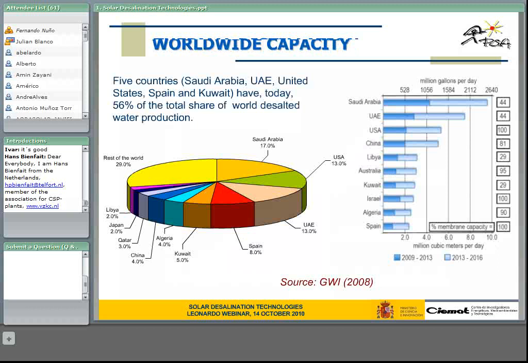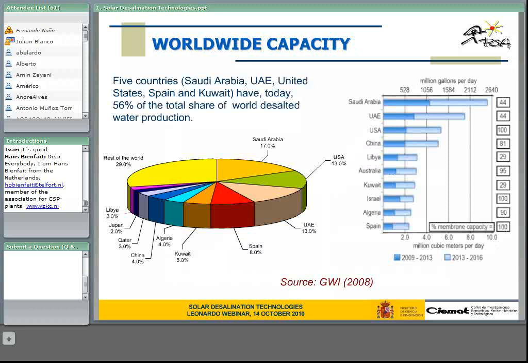Another concept that I wanted to discuss at the beginning is the worldwide capacity of desalination. At this moment, there are just 5 countries: Saudi Arabia, United Arab Emirates, United States, Spain, and Kuwait. These 5 countries have more than 50% of the total share of world desalination production. But the plans, projects, and development are going to change this scenario significantly in the coming years.